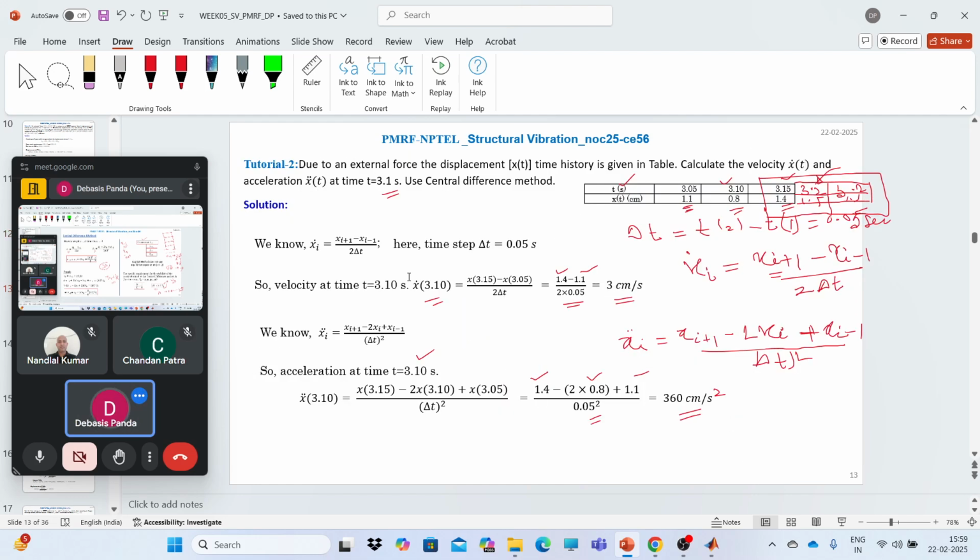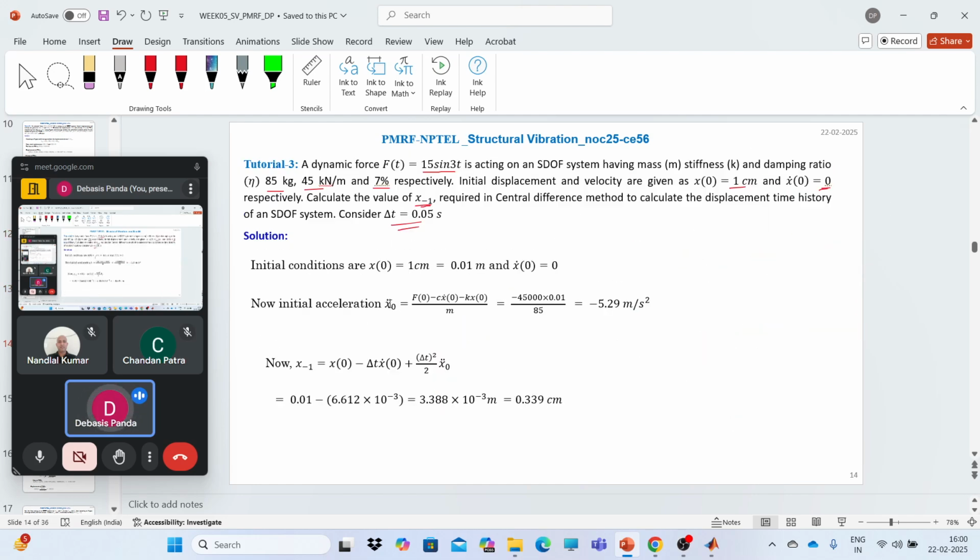Now look, we have all the values provided here. So how can we get the initial acceleration? We can get the initial acceleration after satisfying our equilibrium equation at i equals 0. That means m x double dot plus c x dot at 0 plus k x naught is nothing but my force at i equals 0.